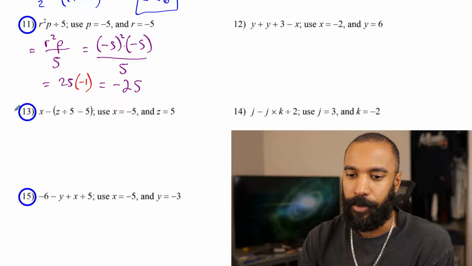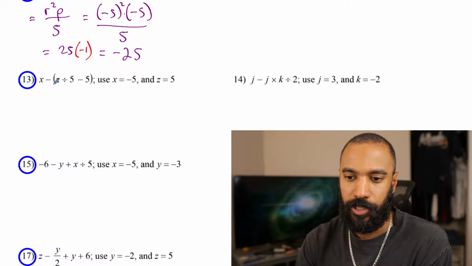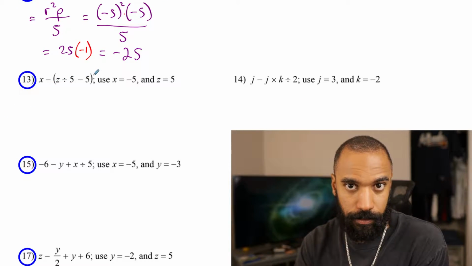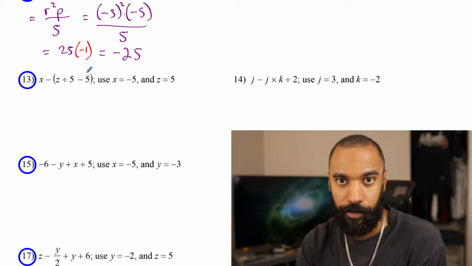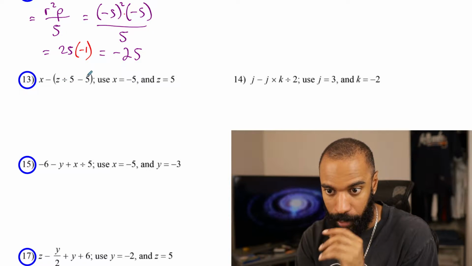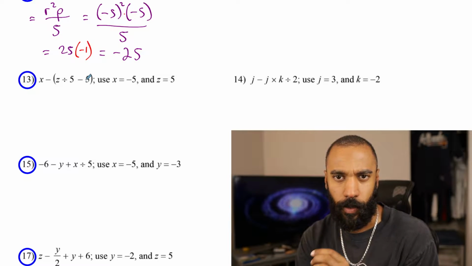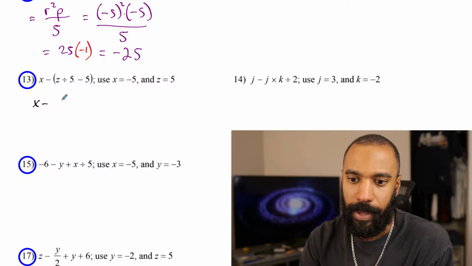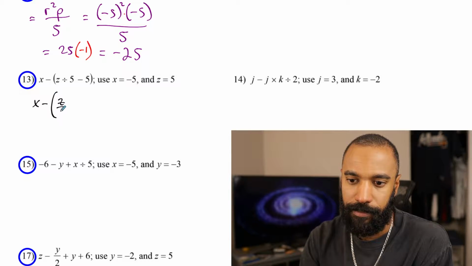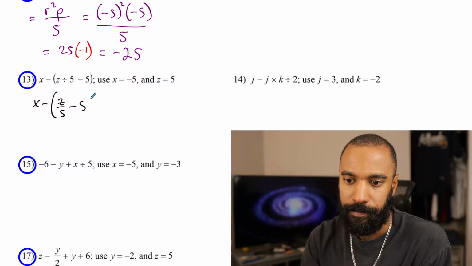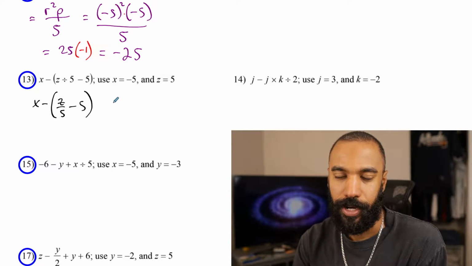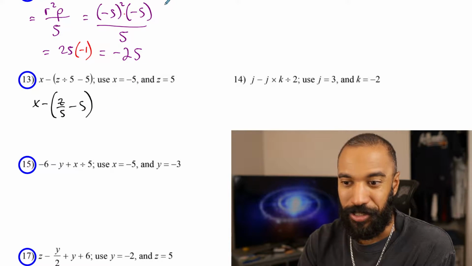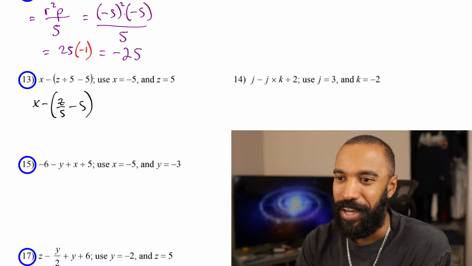All right, number 13, x minus z over 5 minus 5. Because division comes first before subtraction, this is not part of the denominator in this quantity. So here we go. Let's rewrite that. Let's do x minus the quantity z over 5 minus 5. Okay? Those are not s's. There's no s in this problem.